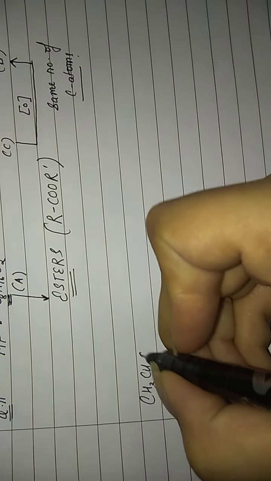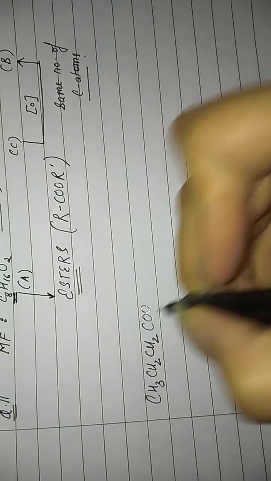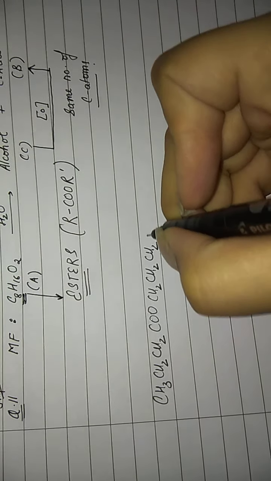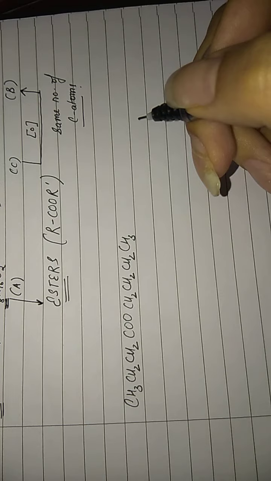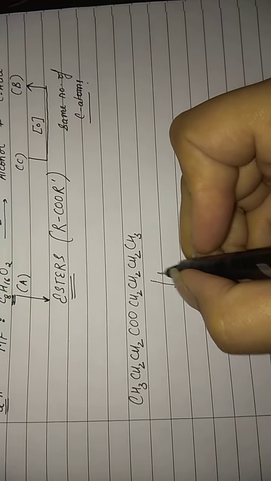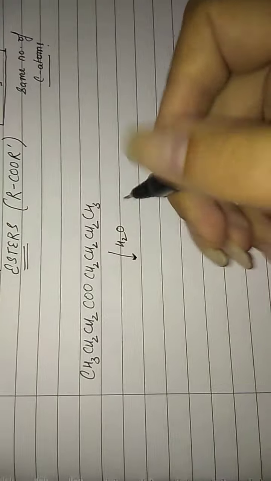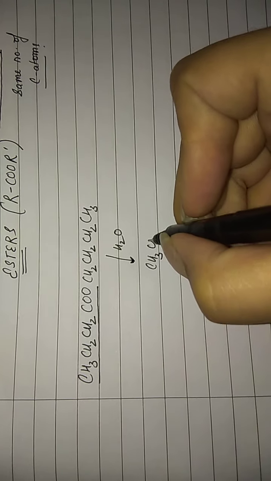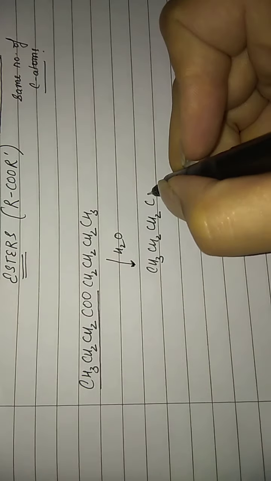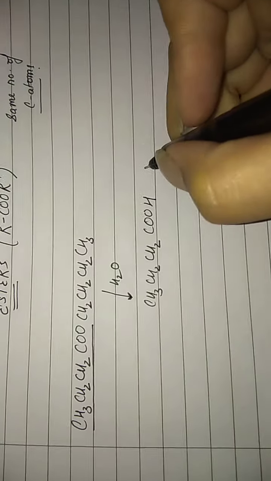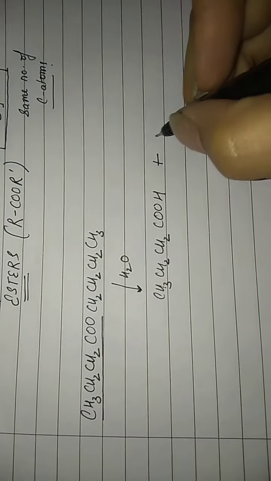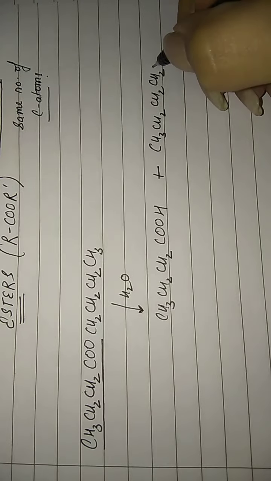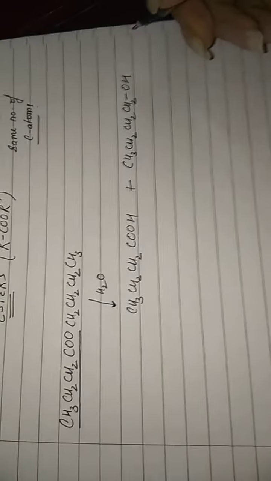1, 2, 3, 4, 5, 6, 7, 8. On hydrolysis it produces the acid. Where do you derive the acid from? From this side: CH3, CH2, CH2, COOH. This is your carboxylic acid, and from this side you derive your alcohol, CH3, CH2, CH2, CH2 and OH.